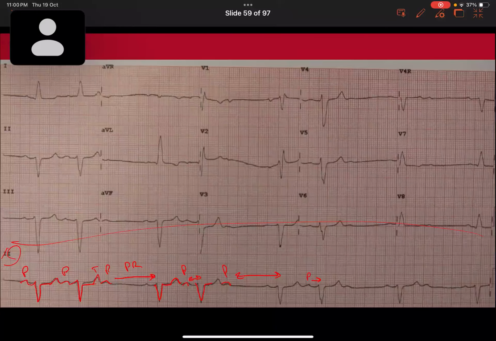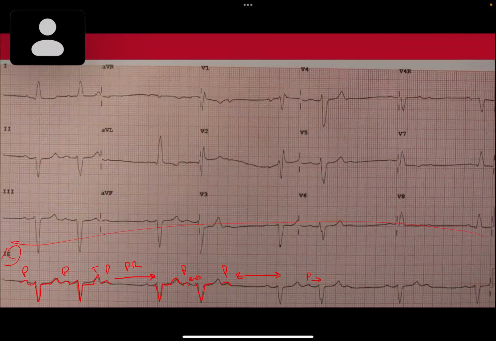What do you guys think this is? Since the QRS complex is... start thinking of it as more of a prolongation of the PR interval with a sudden beat drop. Because if you look at this, there's a P wave, but no QRS complex. So this is most likely a second degree type 1 AV block.